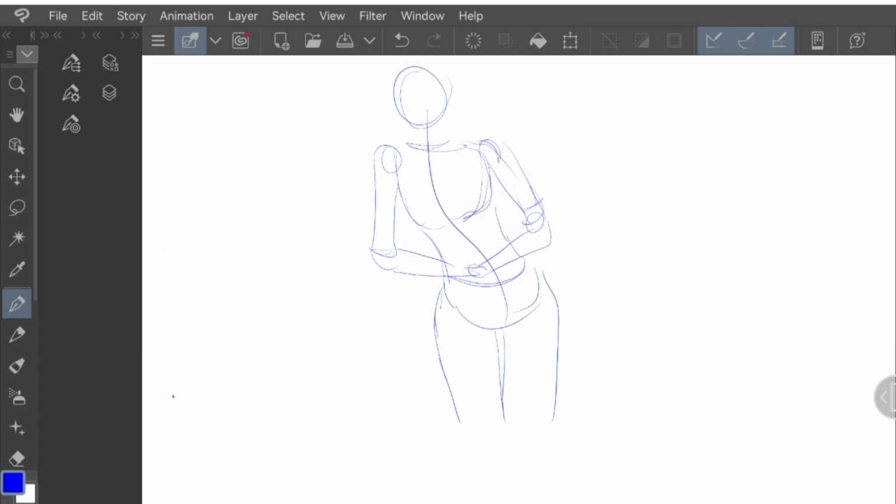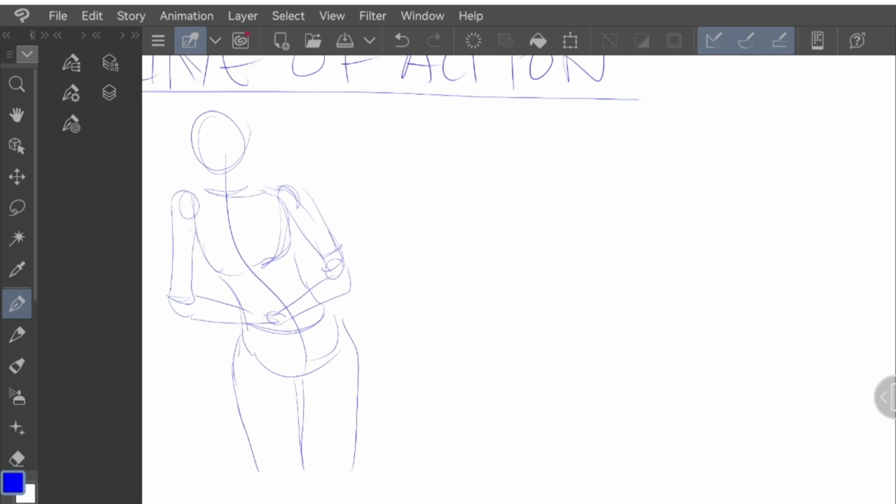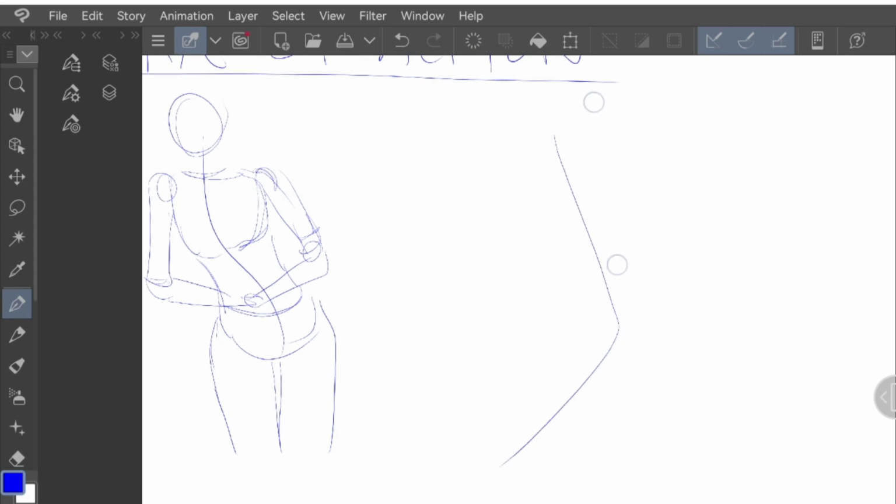But for the sake of the video, I'm not going to draw anything too detailed, because the most important thing that you must get is the flow. Okay, so let's make another line of action here. Now what I'm going to draw is something like this.